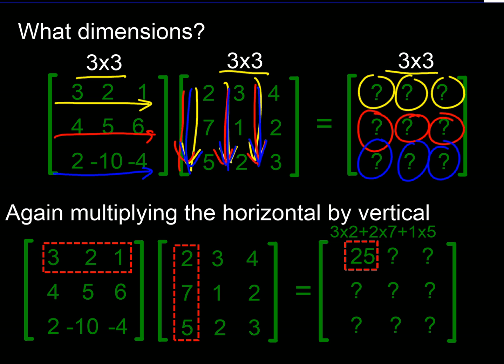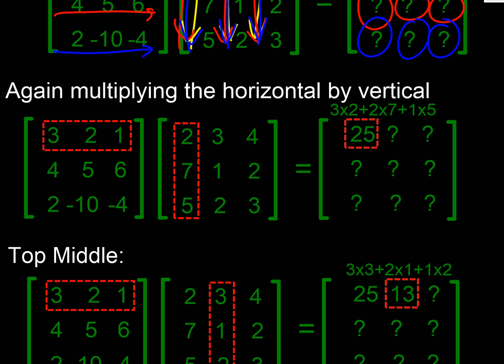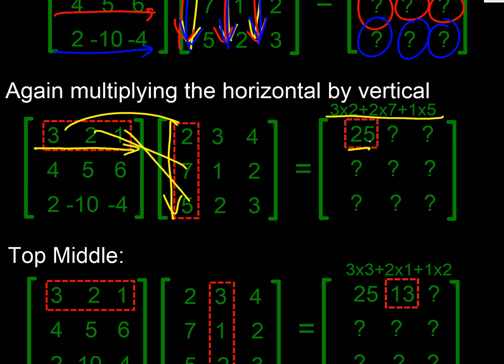So I always start top left, and I tend to go across to the right and then down. Let me take you through that as we do it. I'm going to start with my top row on my left-hand matrix, and multiply it by my left-hand column of my second matrix. 3 times 2, 2 times 7, 1 times 5. There's the calculation. That's going to give us 25, isn't it?